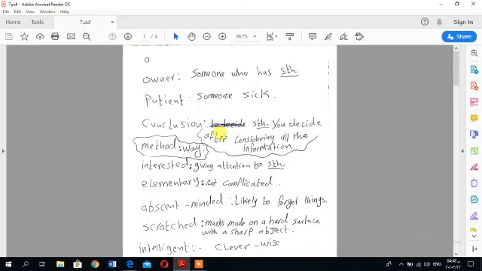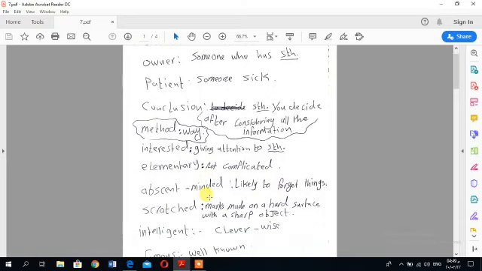And conclusion, we give it the meaning in Arabic as النتيجة. Method, it's the way that you follow to do something. Interested, giving attention to something. Elementary, it's not complicated, simple, easy. Absent-minded, likely to forget things. Let's look at absent-minded. We sometimes call people absent-minded when they forget things.